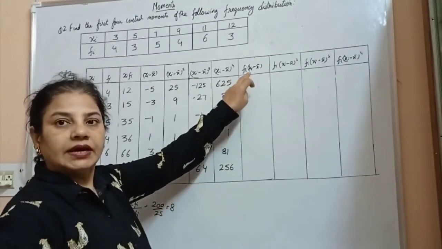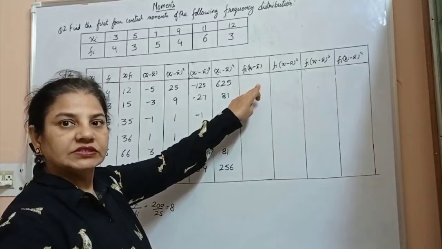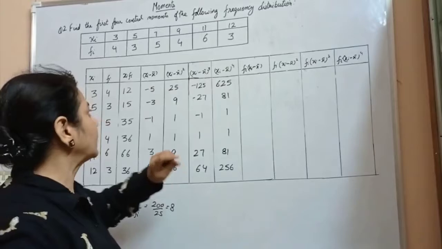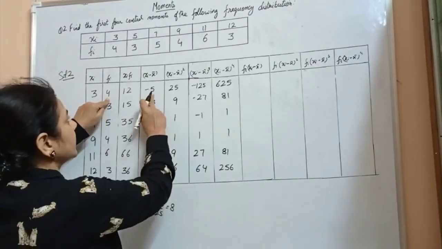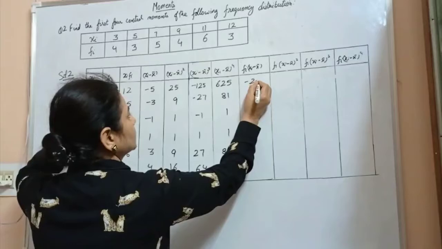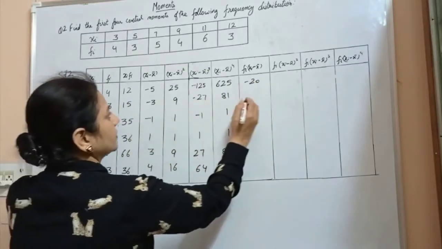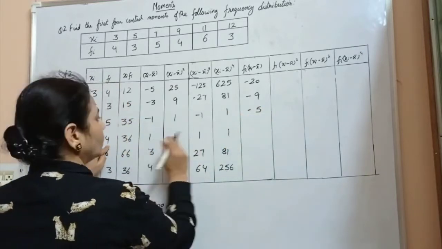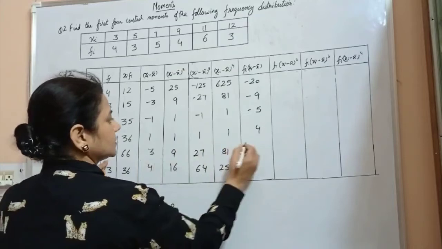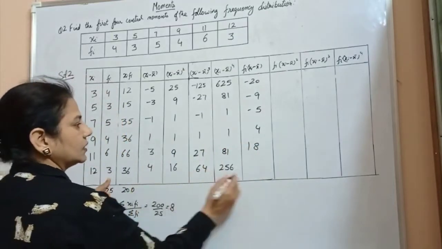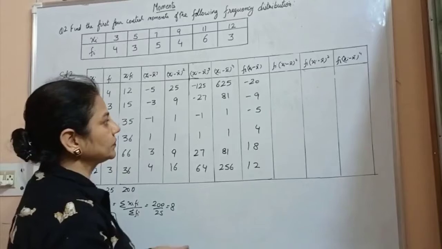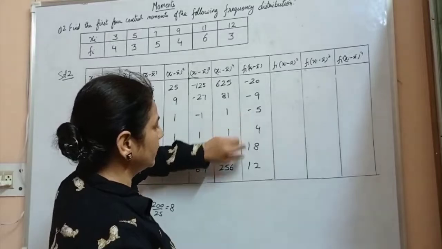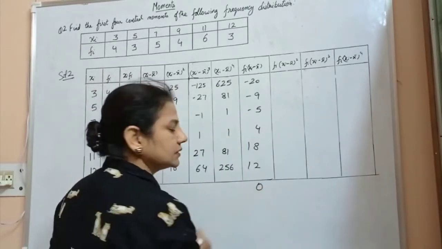Fi into xi minus x bar. It's a frequency distribution, so we have to multiply each xi minus x bar by its frequency. So fi xi minus x bar gives us minus 20, minus 9, minus 5, 4, 18 and 12. Add these: the positives give 34 and the negatives give minus 34, so the result is 0.